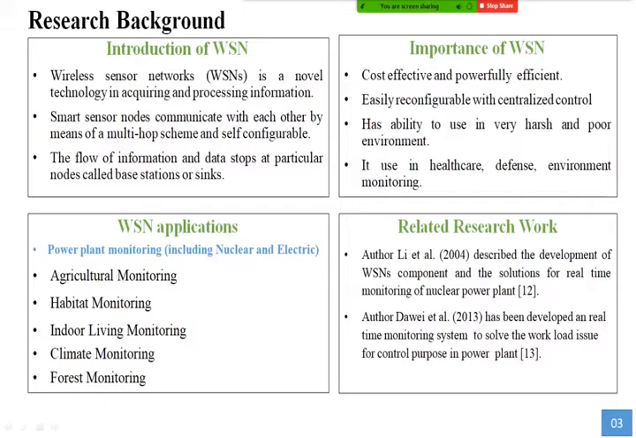The first one is Arthur Lee et al. They described the development of smart wireless sensor networks for a real-time solution, but they don't discuss how they will control the node energy or the connections. The second one, the most similar work, also developed a real-time monitoring system, but it addresses the issue of workload and doesn't work with maintenance protocols.